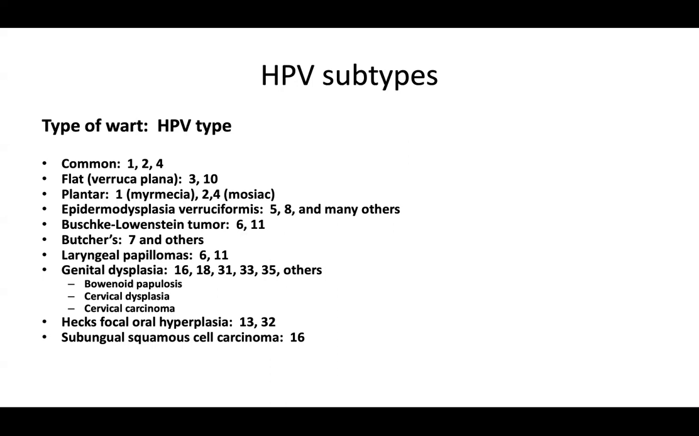So when we talk about genital dysplasia, we're talking about Bowenoid papulosis, cervical dysplasia, cervical carcinoma. We talked about penile SCCIS, vulvar SCCIS or HSIL. We talked about VIN, which is the vulvar, or PIN, which is the penile, high-grade squamous intraepithelial neoplasia or lesion. That's just the more general term that can be present anywhere. Focal epithelial hyperplasia, or Heck disease, is associated with HPV 13 and 32. That's always a good test question. And subungual squamous cell carcinoma is most often associated with HPV subtype 16.